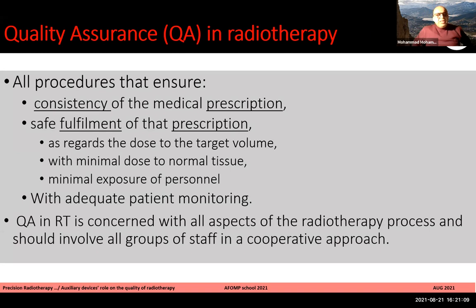Okay, but quality assurance means that we discussed the quality assurance program and we didn't discuss the definition. All procedures that ensure consistency of the medical prescription and safe and secure fulfillment of the prescription. Two, deliver the dose to the target volume. Two, reduce or minimize the dose to normal tissues and maximize the protection for personnel, or minimize the exposure for others, with adequate patient monitoring.